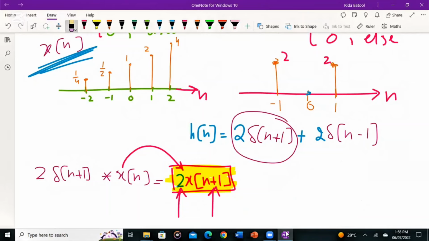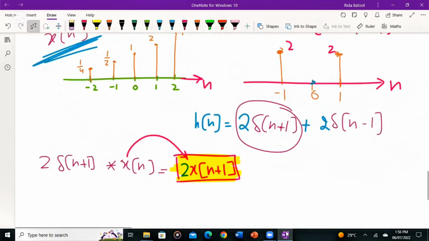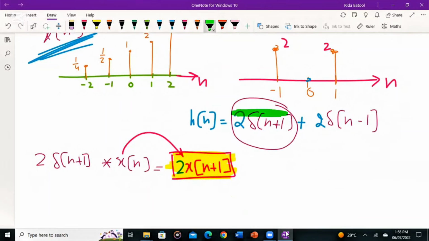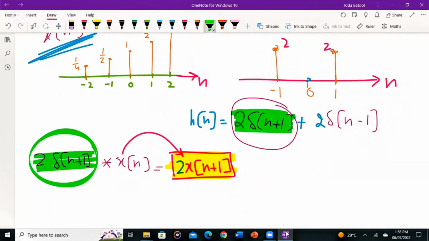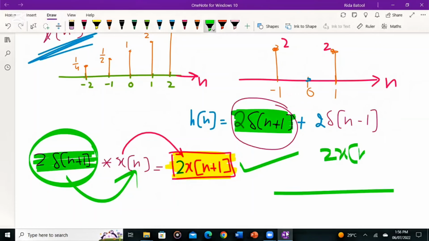All right. Now, what have we done? We have considered the first impulse of h of n, and we have convolved it with x of n. We got this. Now we will draw 2x of n plus 1, and you already know how to draw this. You have to shift it.